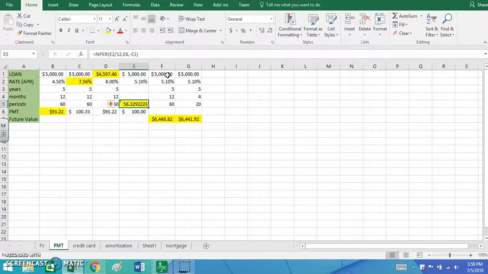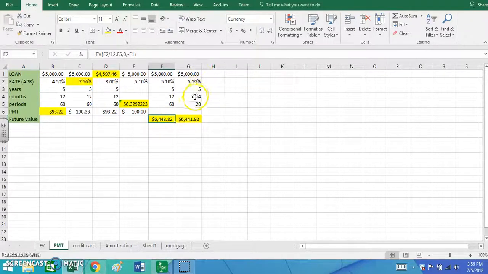This is example 5, I'm sorry. I gave you $5,000, 5.1%, 5 years, compounded monthly, and this was the one where I'm sending money to the bank, saving up money. You'll notice here I have the rate, which is 5.1%, divided by 12 because it's monthly payments. The F5 is 5 times 12, which is 60. Then I have 0 payments, and the negative $5,000, and I got 6,448.